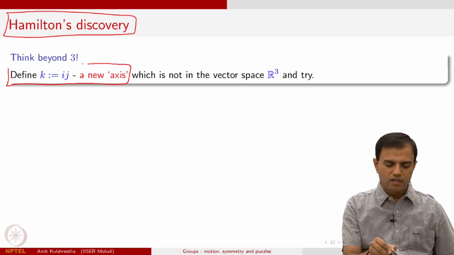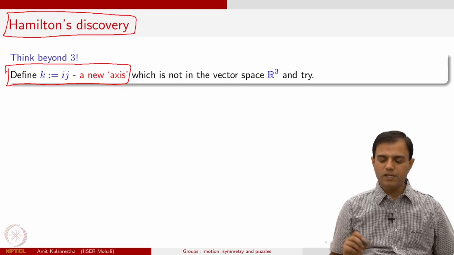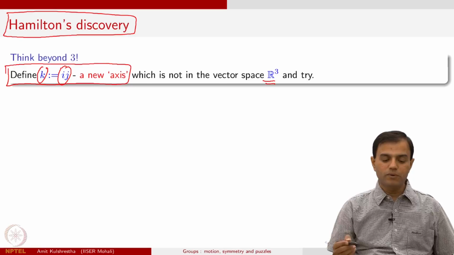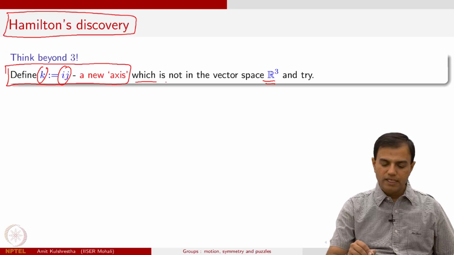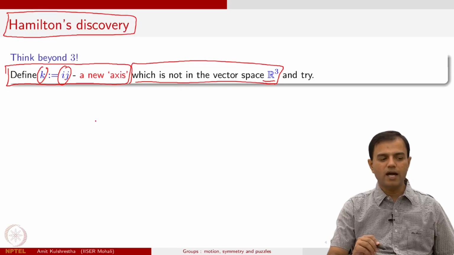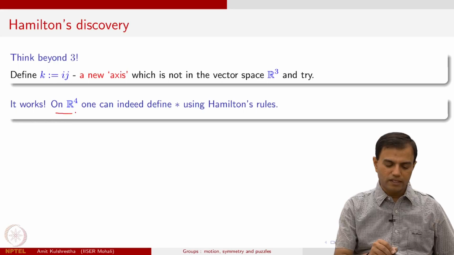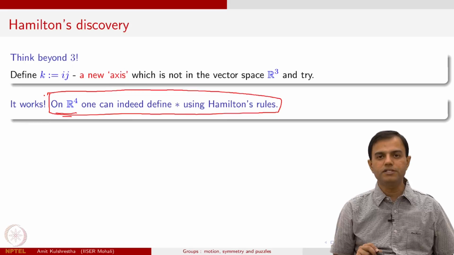Maybe you should define ij as a new axis. You should expand your dimension and go to four dimensional space and not R3. So, you define a new symbol which is the product ij. So, there is one more dimension, that is what he is imagining, and i into j should be that dimension, and certainly k is not in the vector space. So, with this basic idea he started thinking, and then it was quite easy, it works. So, on R4, not R3, one can indeed define a very nice product formula, very nice multiplication which resembles complex multiplication.